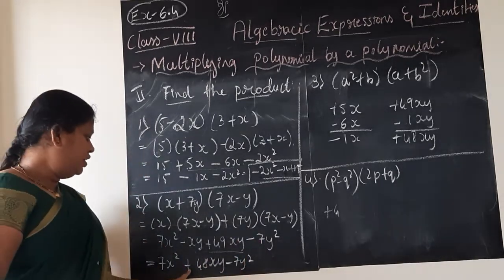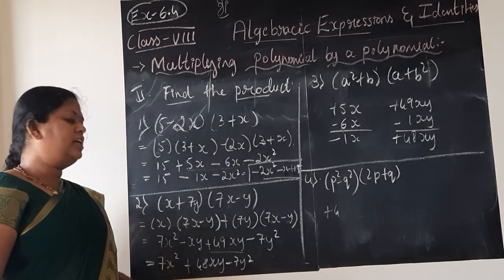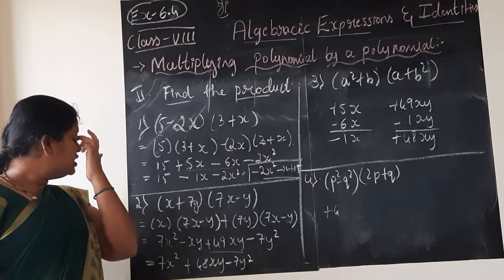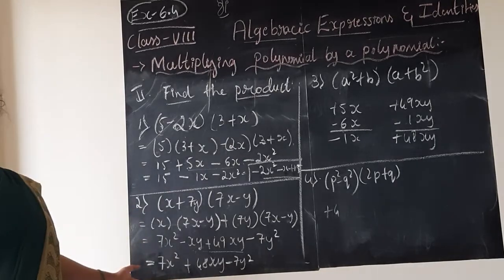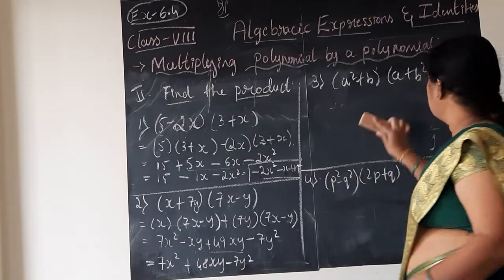Next step, what will you do, children? 7x square minus 7y square plus 48xy. You will keep the final answer in decreasing order of powers. That's it. Hope you have understood. Next we shall go to the third question.